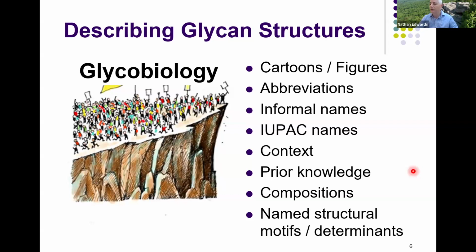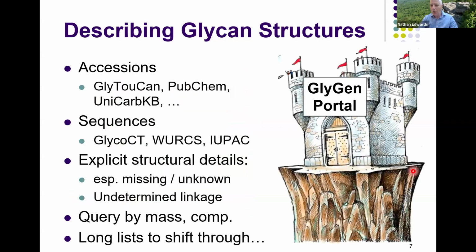We often use compositions, and we have named structural motifs, which don't describe the entire glycan, but which describe parts of it or commonly occurring motifs. On the other hand, our portals tend to use accessions, more or less useful. We tend to use sequences such as the IUPAC sequences, but also GlycoCT and others, which give us more precision in how we describe the way that our glycans are made.